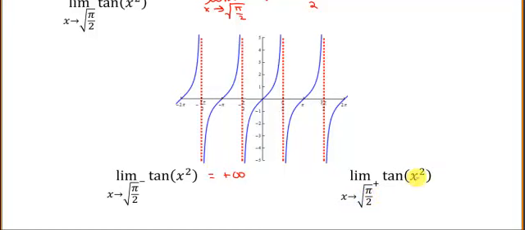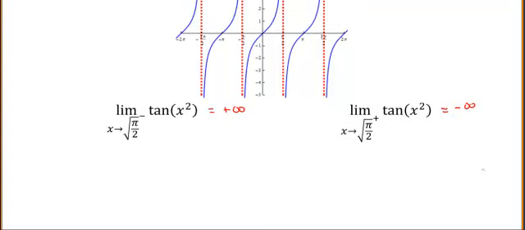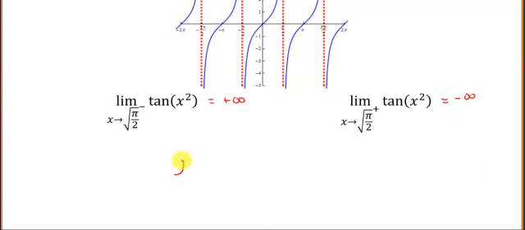If we approach from the right, x is a little bit bigger than the square root of pi over 2, so x squared will be bigger than pi over 2. As x gets closer and closer to the square root of pi over 2, x squared will get closer and closer to pi over 2 from the right-hand side, and so this limit would be negative infinity. And so what can we say about the limit that we were asked about? The limit as x approaches the square root of pi over 2 of tangent of x squared does not exist.